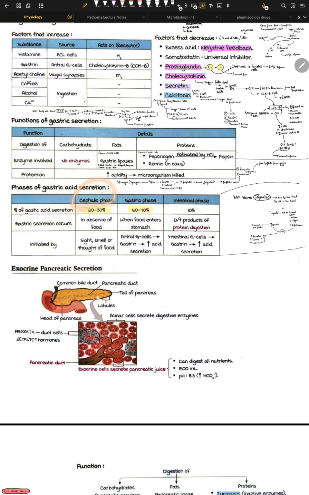Cephalic phase, in which your brain thinks a lot of food is going to come and we're going to have a nice meal. 20 to 30% of HCl is released in it, and it works via acetylcholine. How it works is that we have two types of fibers in the parasympathetic system.